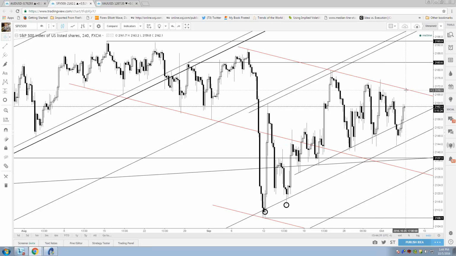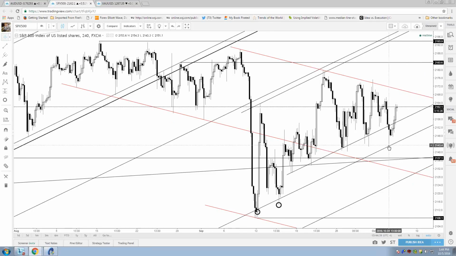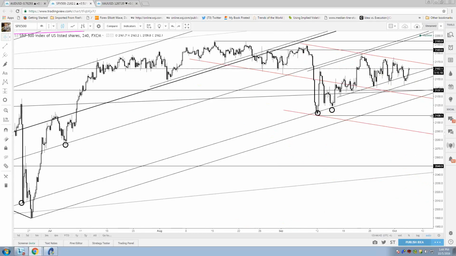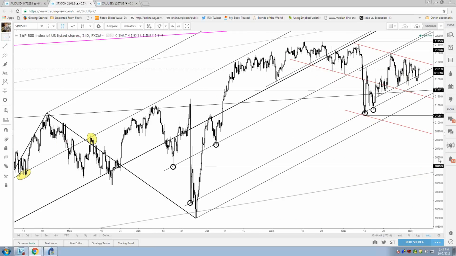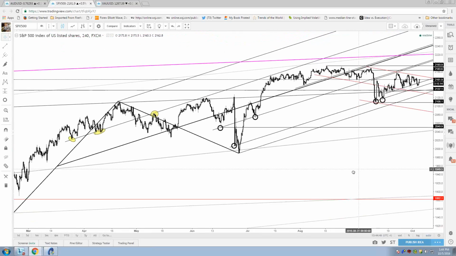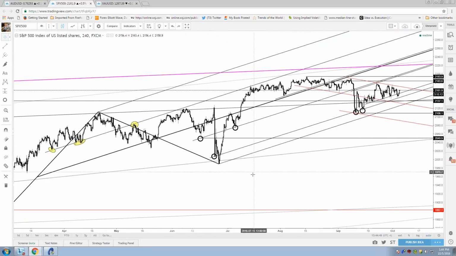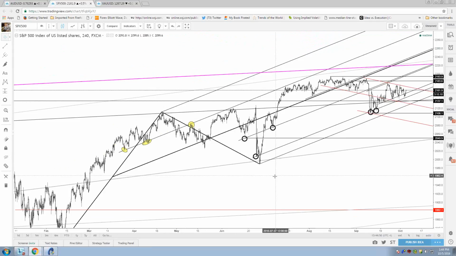So look, if you're following this, resistance looks like 2170, and just trade the next bar. There's not a whole lot to glean from this information as far as the next big move on the S&P is concerned.